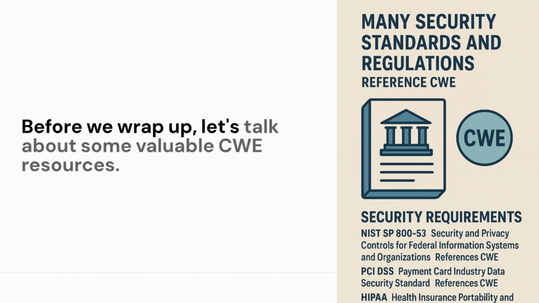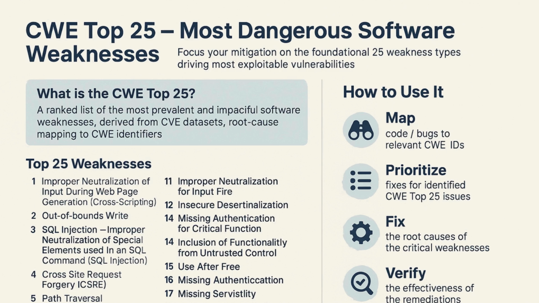Before we wrap up, let's talk about some valuable CWE resources. CWE Top 25 is published annually. This is a list of the most dangerous and common software weaknesses. You can find it at cwe.mitre.org/Top25. It's an excellent starting point for prioritizing which weakness types to focus on.